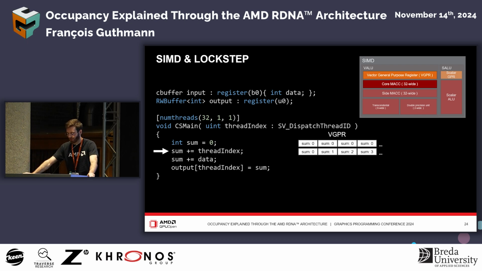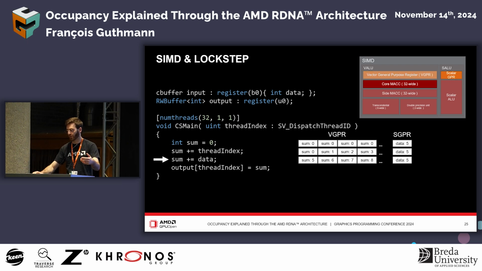But what happens if we have data that is common to all the threads? Do we really want to store it 32 times? For instance, this data constant buffer. When we load it from memory, we actually want to store it in a scalar general purpose register. So this is, again, a register, but it's not replicated 32 times this time, but just once. If we want to add it to a VGPR, that's also possible through our core MAC unit.